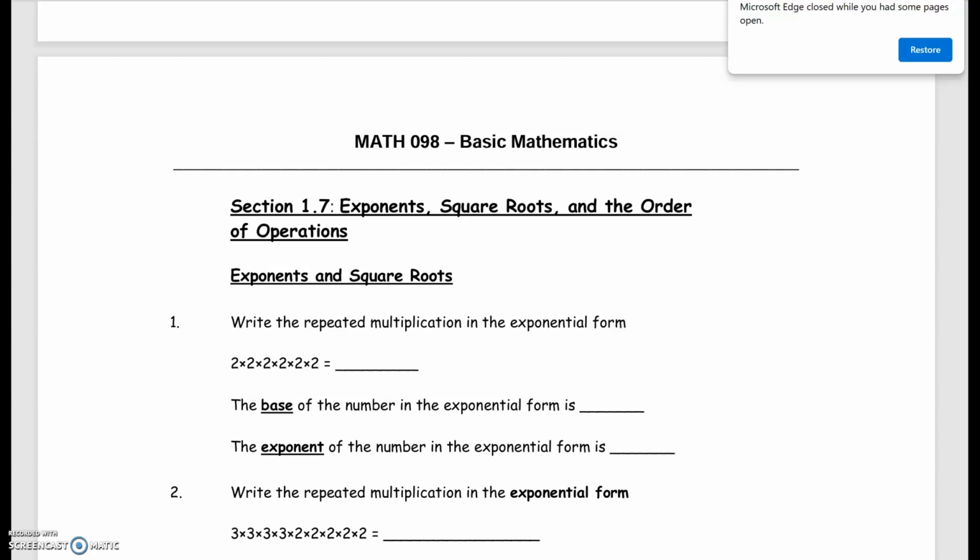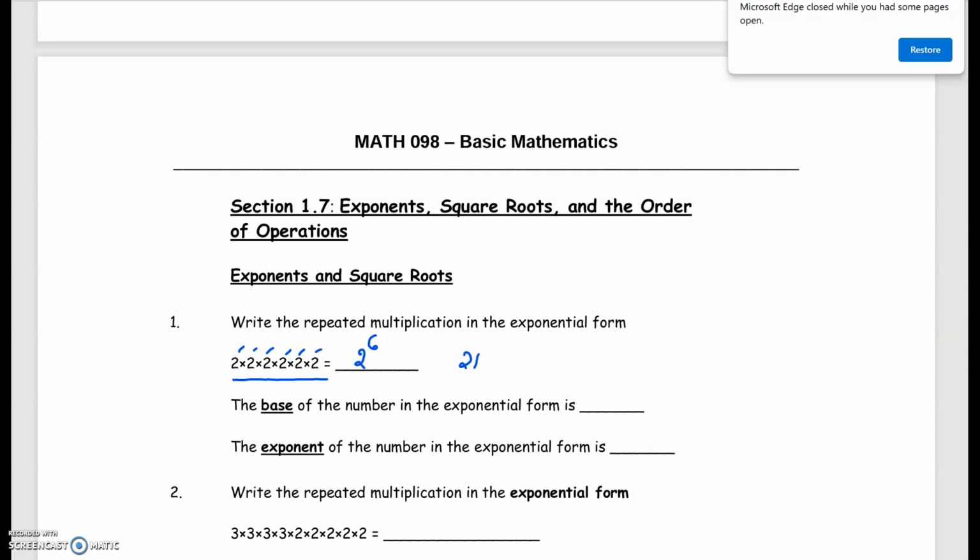So what we have here is repeated multiplication of 2. 1, 2, 3, 4, 5, 6 times. So repeated multiplication, and that's how we write this. 2 is the base. 2 is repeated 6 times. And the way we read it is 2 to the power of 6.